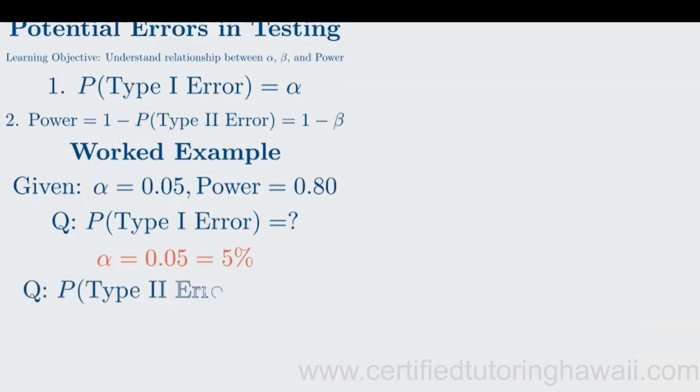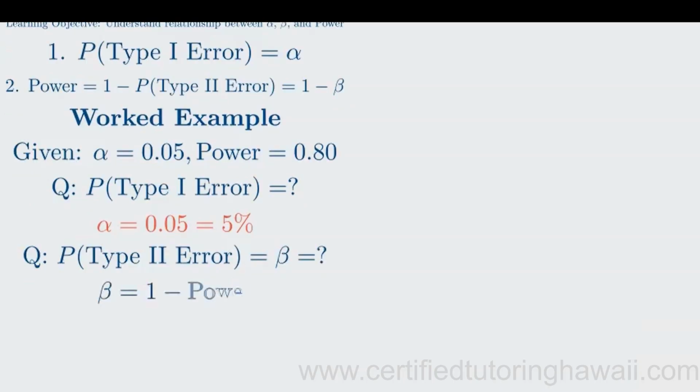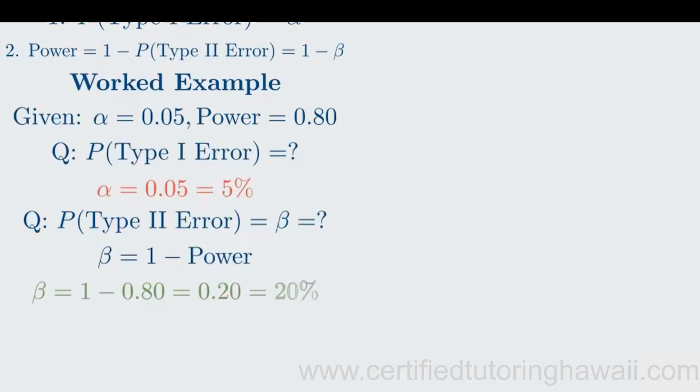What is the probability of a type 2 error? Using our second formula, we rearrange it. Beta equals 1 minus power. Beta equals 1 minus 0.80, which is 0.20. So, there is a 20% chance the researcher will fail to detect the medical effect even if it exists.